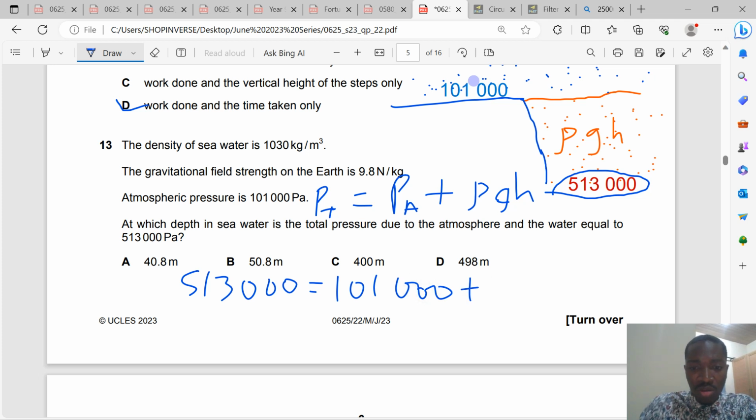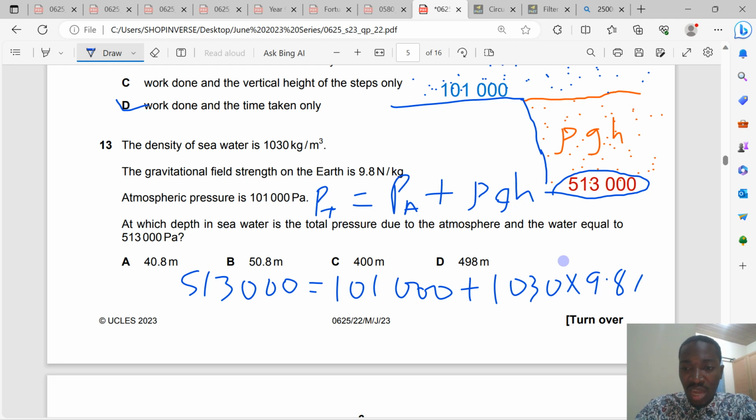101,000 plus density. What's the density of water? We have the density of seawater as 1030, multiplied by acceleration due to gravity, 9.8 as given here, multiplied by the height. The height was not given, so this height here is the unknown. When we solve this mathematical expression, you get the correct answer. So I will open a blank white sheet and solve this question there.